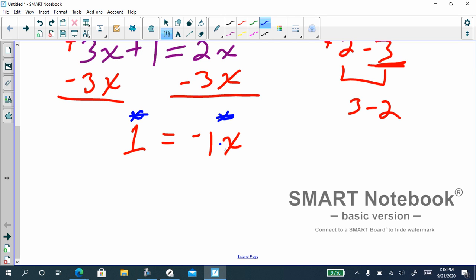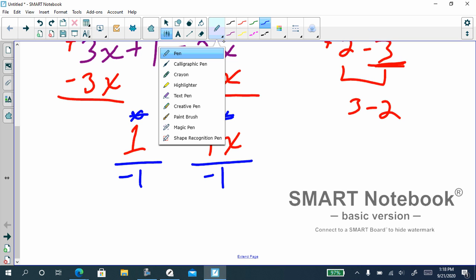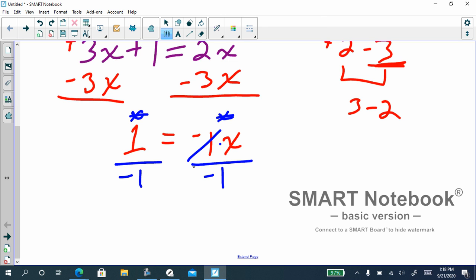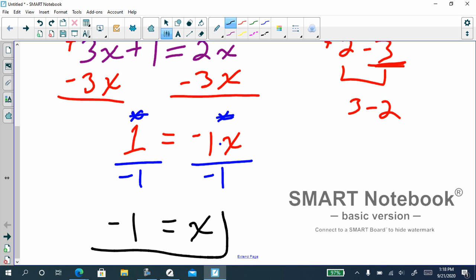So the opposite of multiplying is to divide. So instead of multiplying by negative 1, we're going to divide both sides by negative 1. So negative 1 over negative 1 cancel each other out because anything divided by itself makes 1. So on the left side, we're left with 1x or just x. On the right side, positive over negative makes a negative. 1 over 1 makes 1.